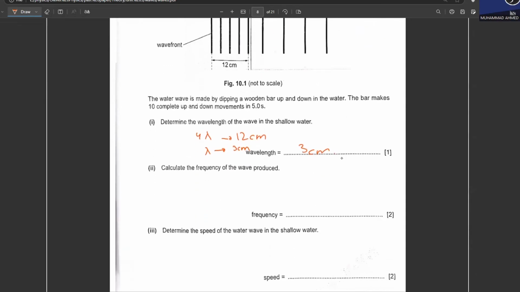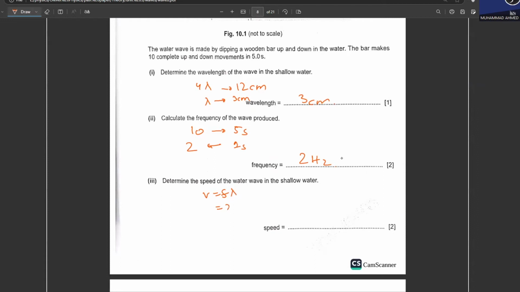We have to calculate the frequency as well. That's easy as well. 10 oscillations are completed in 5 seconds. How many oscillations will be completed in 1 second? 2. 2 hertz is your frequency. Determine the speed of the water wave in the shallow water. V is equal to f lambda. What is your frequency here? 2. What is your lambda here? Your lambda is 3 centimeter. Your speed will come out to be 6 centimeters per second.